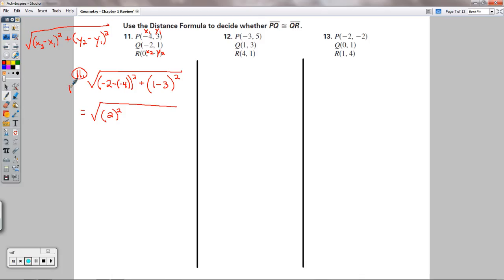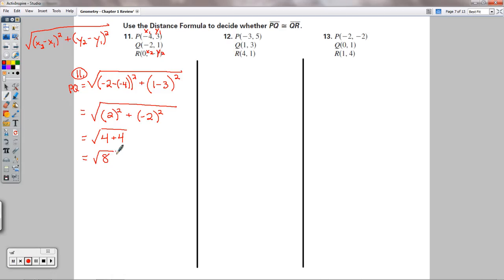And I'm sorry, I should label this as PQ. So this is PQ. PQ is equal to this. And we've got this plus, this would be -2 squared. The negatives will go away when you square them. So we've got the square root of 4 plus 4. That is the square root of 8.